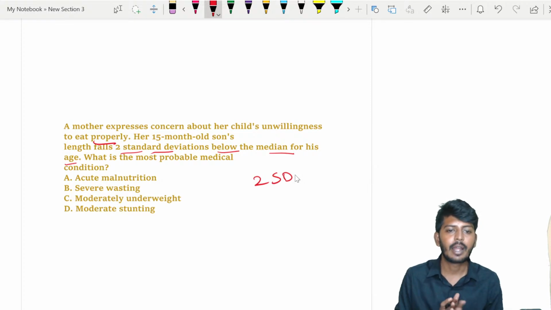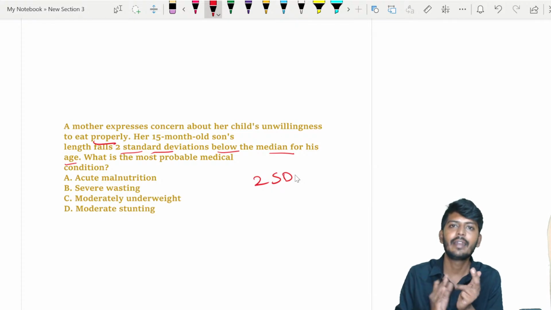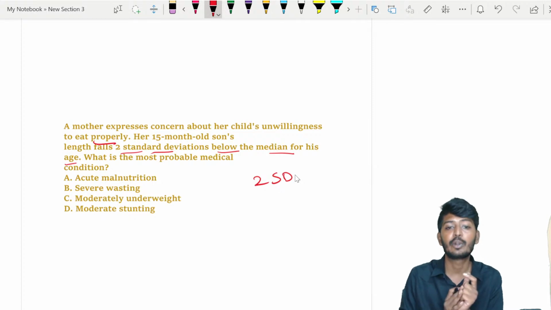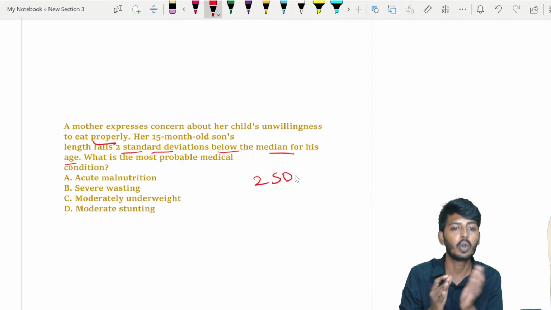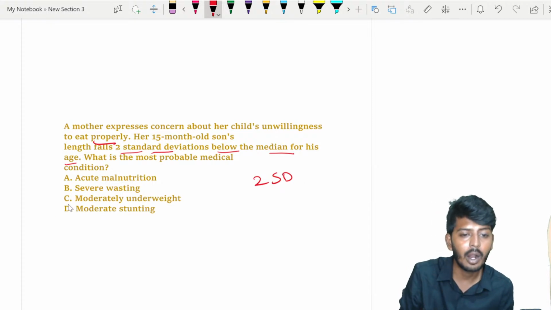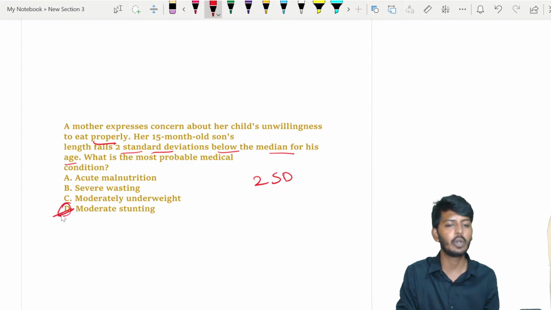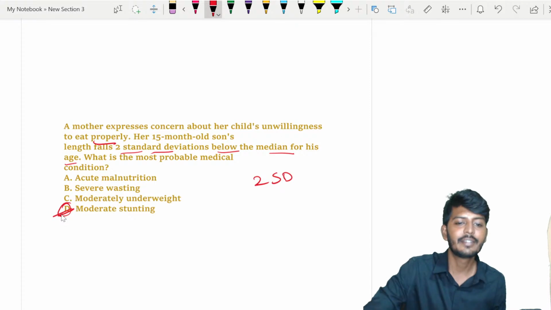So the answer will be what? Acute malnutrition? No, acute malnutrition will be differentiated by weight and height. And when we are talking about severe wasting, the standard deviation will be more. And moderately underweight is not underweight alone; here they are speaking of growth also. So the answer is moderate stunting. Very good. Moderate stunting. Okay.